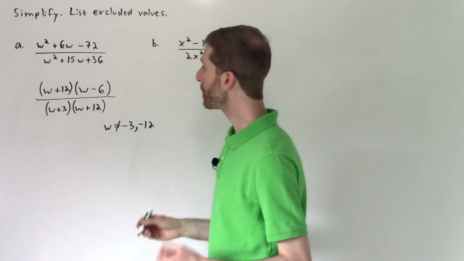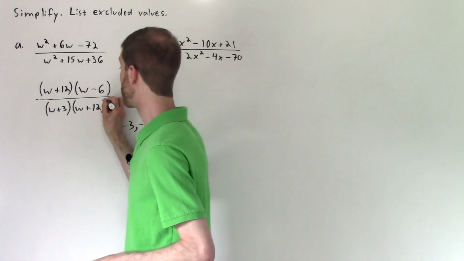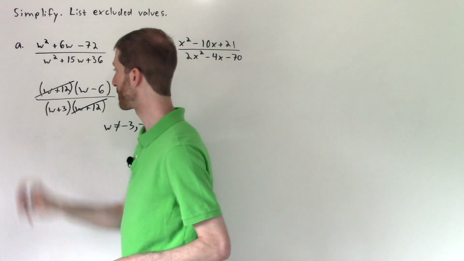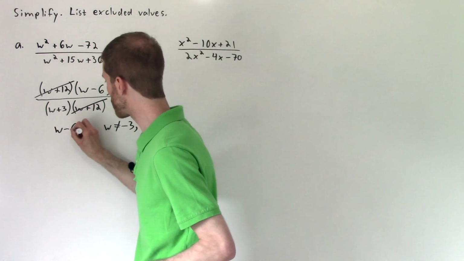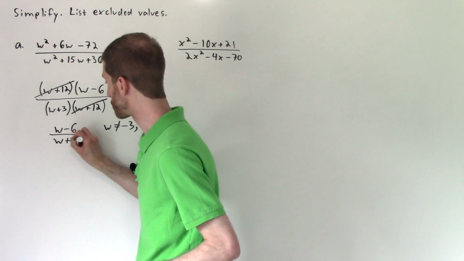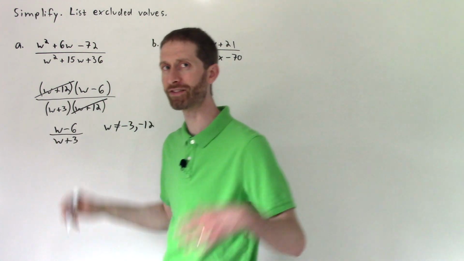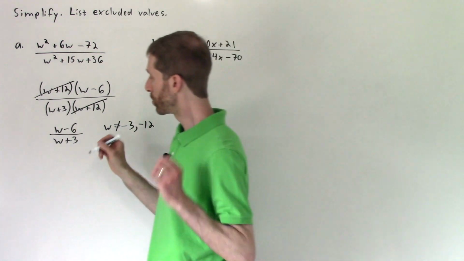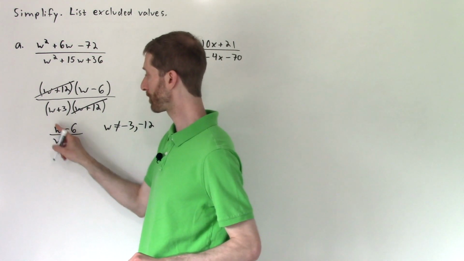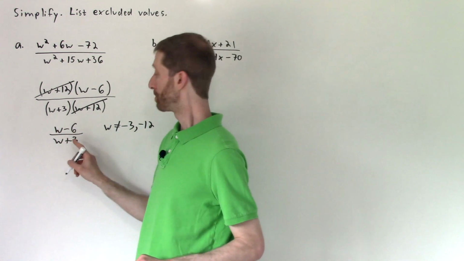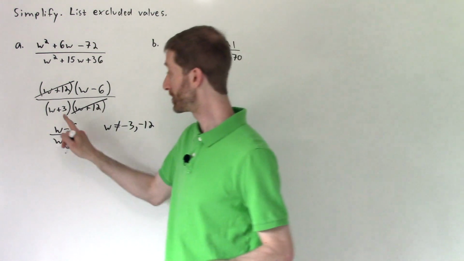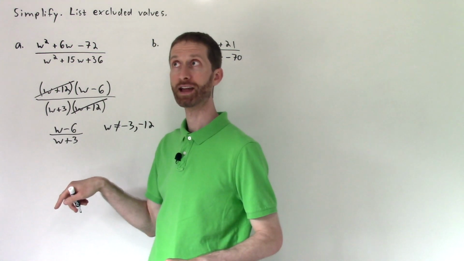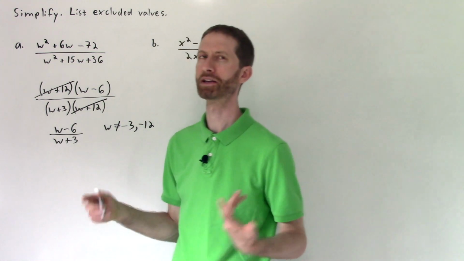Nice. Now all we have to do is cross out or factor out, divide out the common factors. The w plus 12s divide out and you're left with w minus 6 all over w plus 3. Remember, the w's do not divide out, the 6 and the 3 do not divide out. The order of operations tells us plug in a number for w, subtract 6, plug in a number for w, add 3, then divide. Not divide the w's and the 6 and 3's and then add and subtract. That wouldn't make any sense.